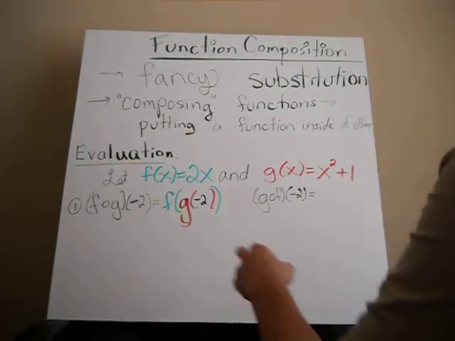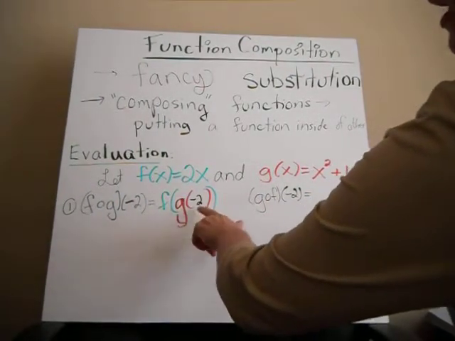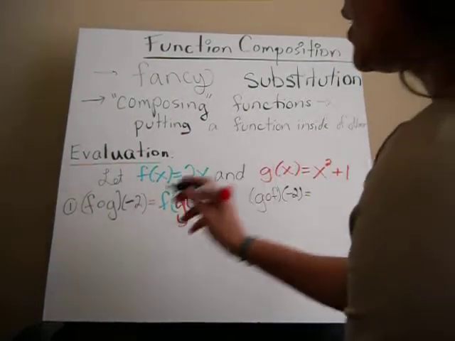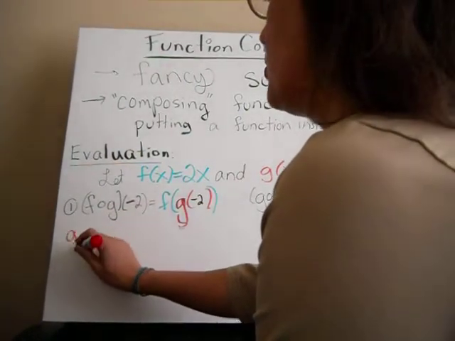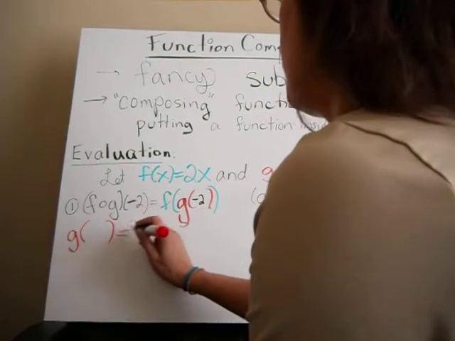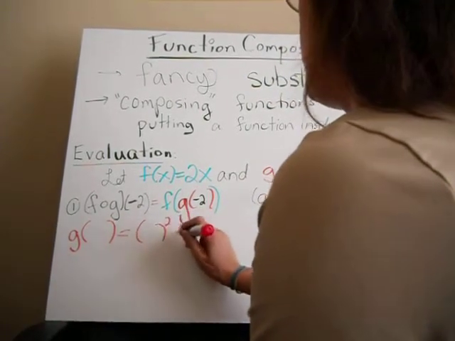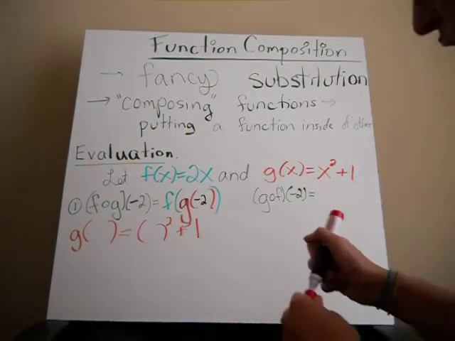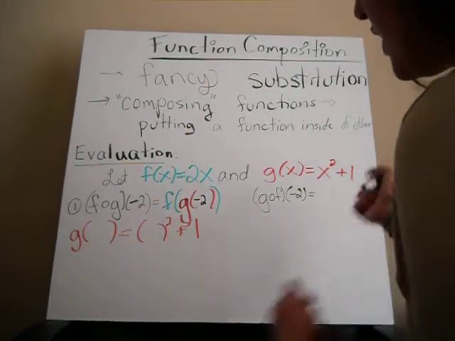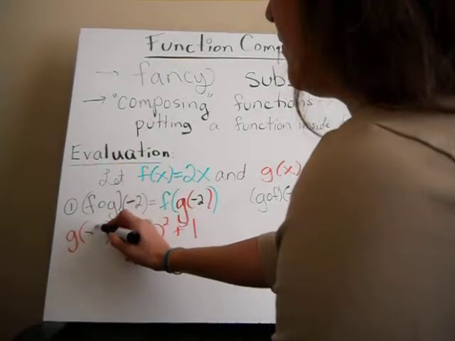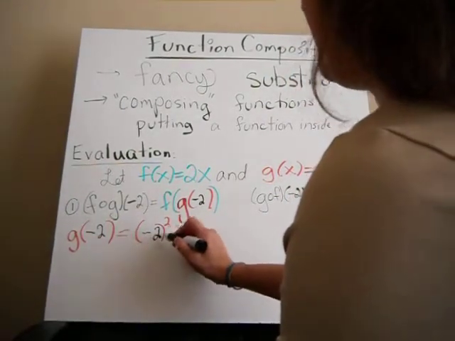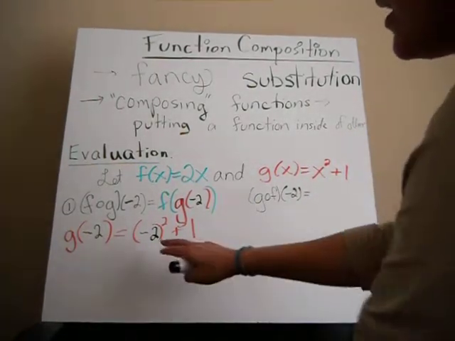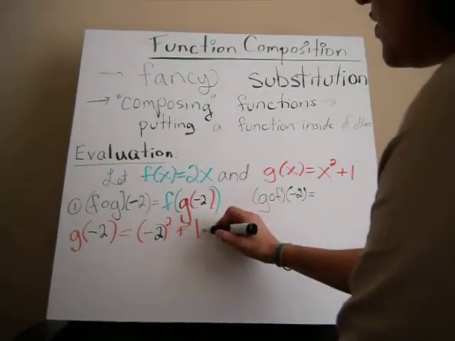And so in order to know what f of g of -2 is, you first have to know what g of -2 is. Well, g of -2 means everywhere there's an x in g, we're going to put -2. So g of -2 is equal to -2 squared plus 1. That's 4 plus 1, which is 5.